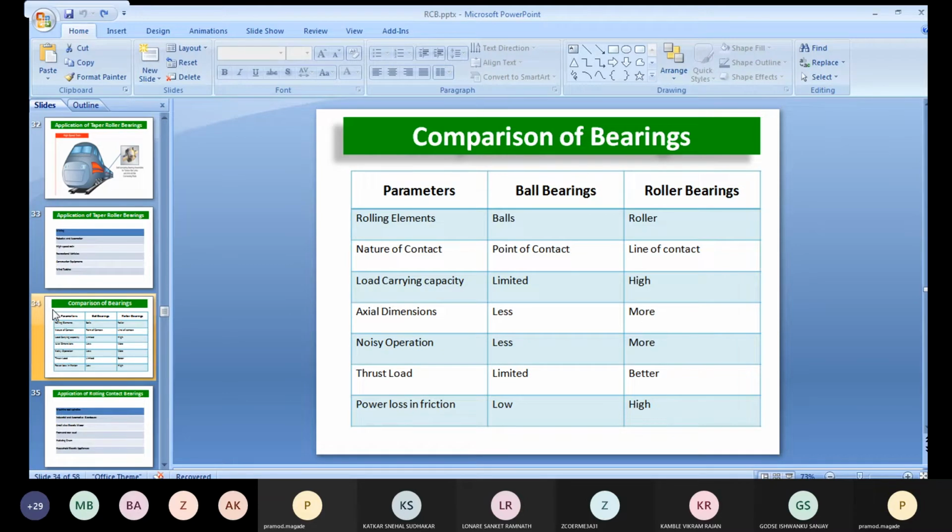In case of nature of contact, you can see ball bearings are having races, and in those races, inner and outer race will be there. Inner race, it is having point of contact. Outer race, it is also having point of contact. म्हणजे इथं बघा.